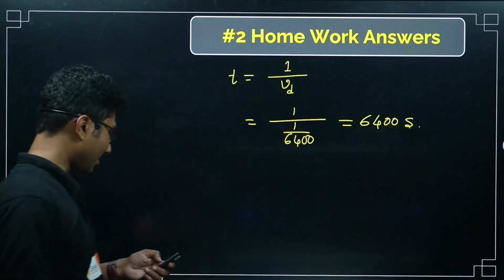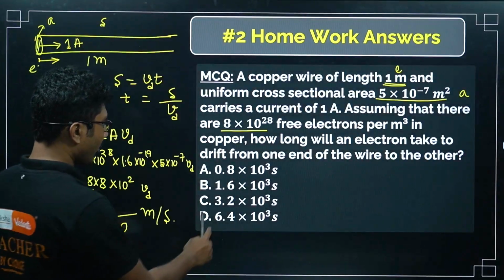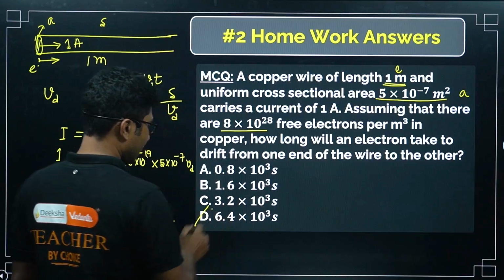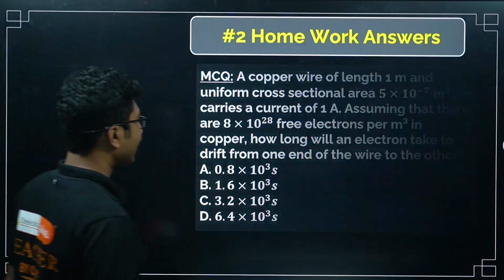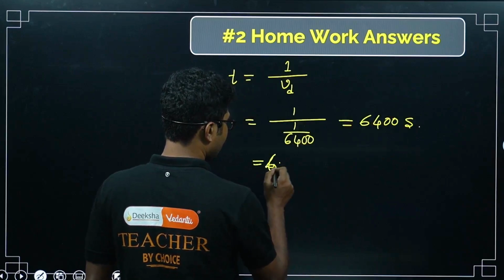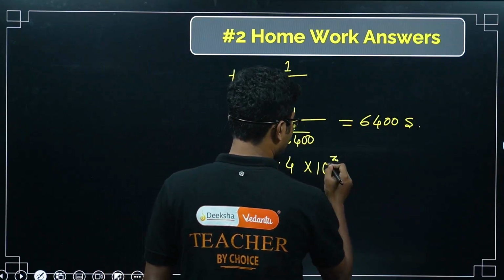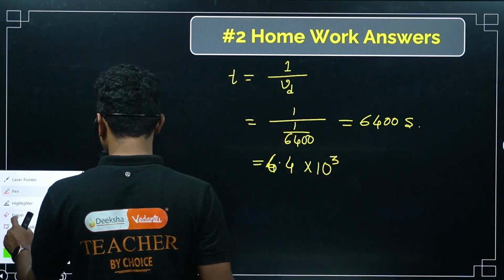Now let's check the options. What are all the options? The options were 6.4 times 10 to the power of 3. So you can see that we can rewrite this as 6.4 times 10 to the power of 3 seconds.